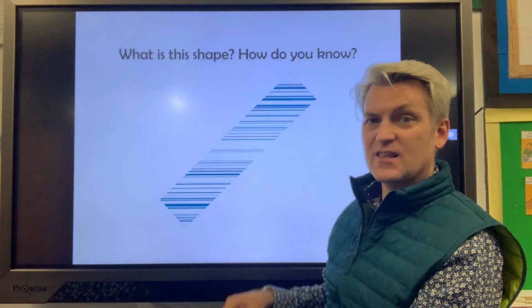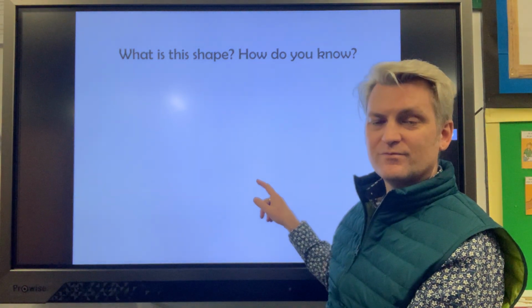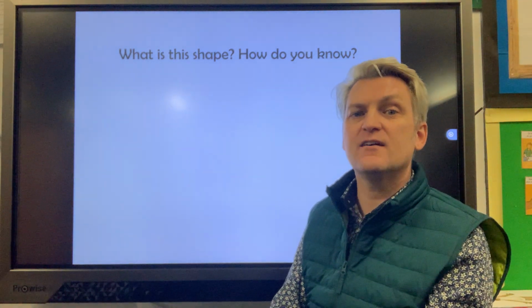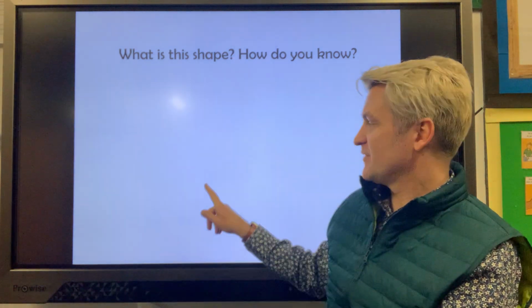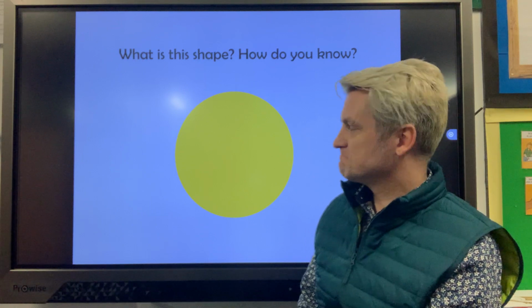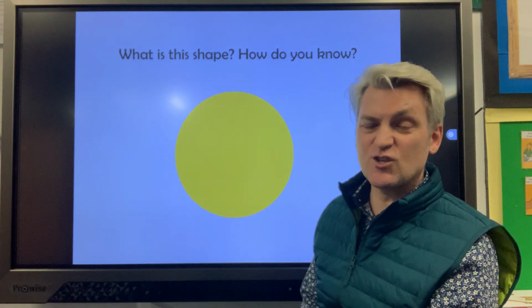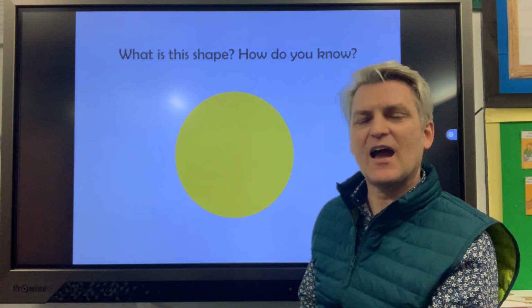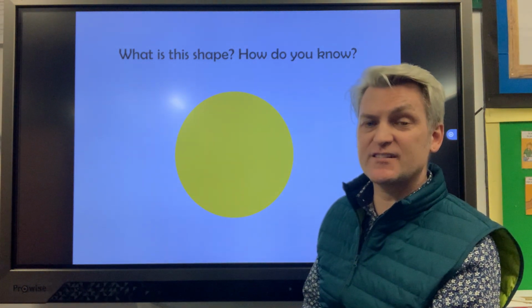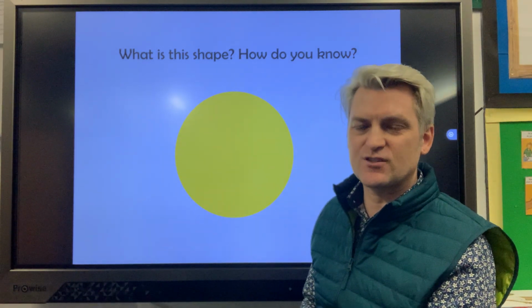Right, here's the last shape. Are you ready for this one? Won't be there for long. And it's gone. There it is again, and it's gone. The name of that shape is a circle. If you said circle, well done. How many corners does it have? I can't see any corners. There are no pointy bits, are there? This is a circle with no corners. How many sides does it have though? It's got one curved side that goes around and around. It never starts and it never stops.